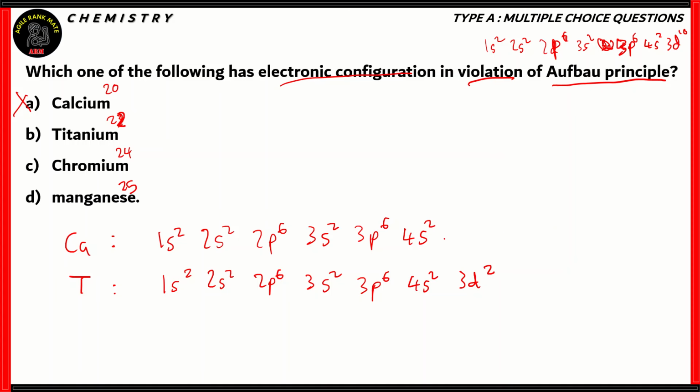So as you can see, when you add them up together, 2, plus 2 is 4, plus 6 is 10, plus 2 is 12, plus 6 is 18, plus 2 is 20, plus 2 is 22. And it goes according to the Aufbau principle because we're using that particular order: 1s, then 2s, then 2p, then 3s, then 3p, then 4s before 3d. So 4s comes before 3d, and 4s is fully filled up before we go to 3d.